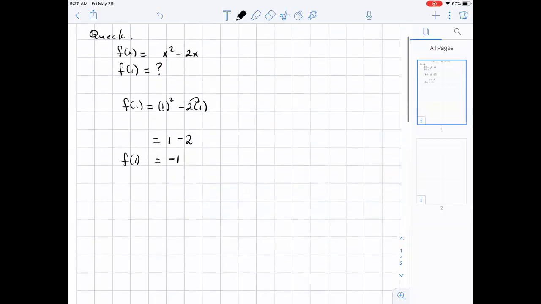And keep in mind that this is really a point. This was the x value, this is your y value. So this is really the point (1, -1).